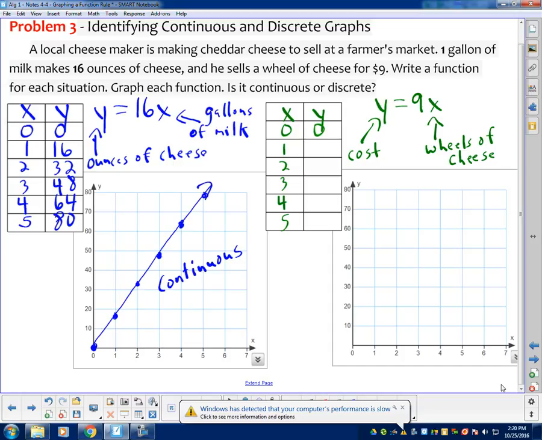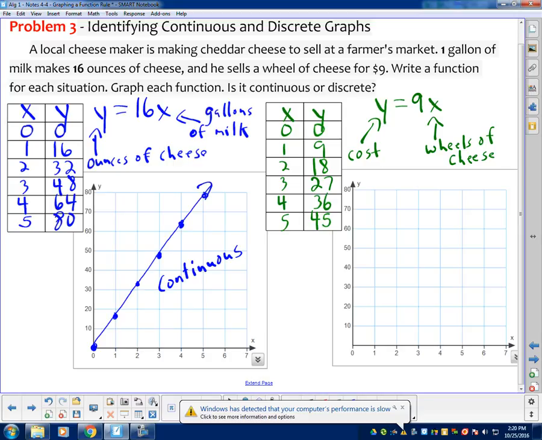1, it's $9. 2, it's 18. 3, it's 27. 4, it's 36. I'm just multiplying by 9. 5 is 45. So on this one, if I can only sell them as wheels of cheese, it does not make sense to connect the dots.